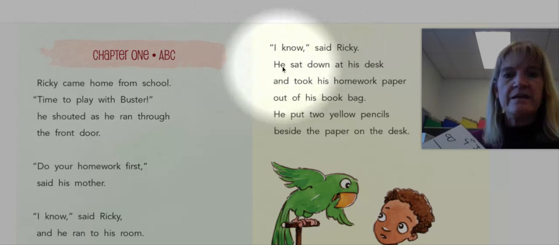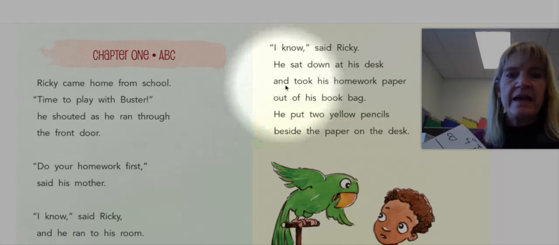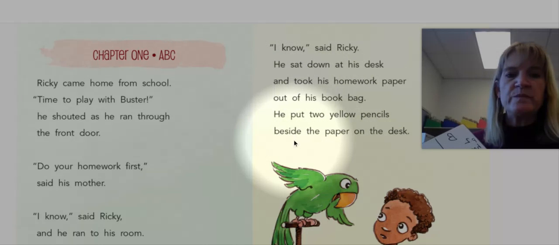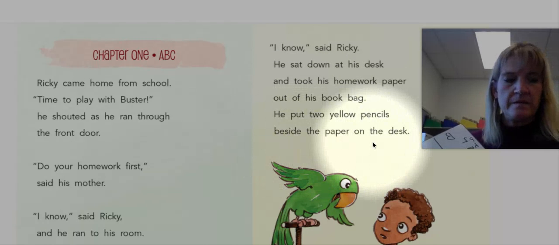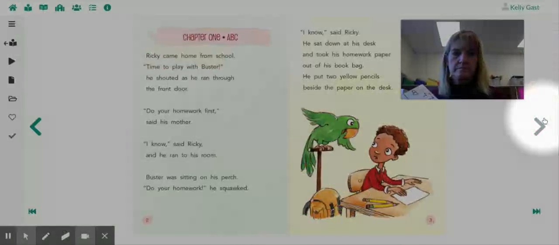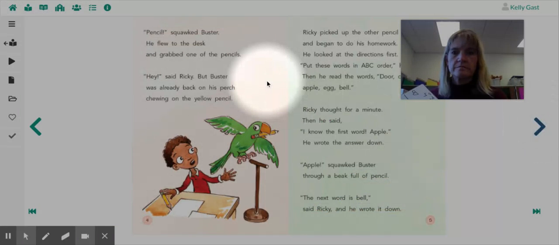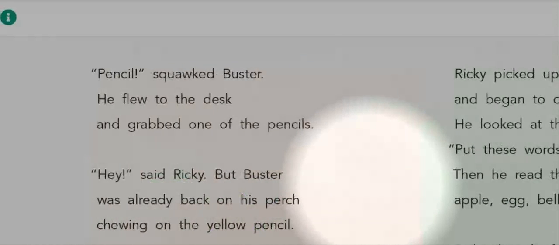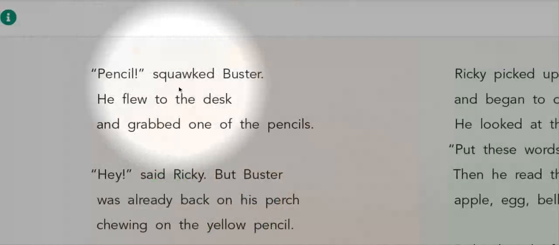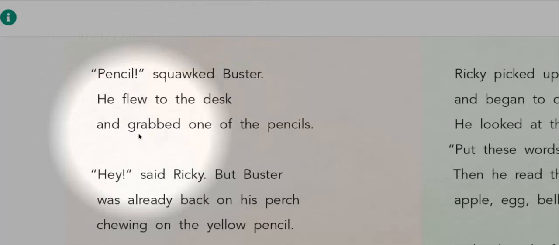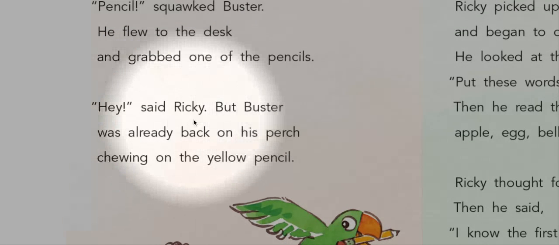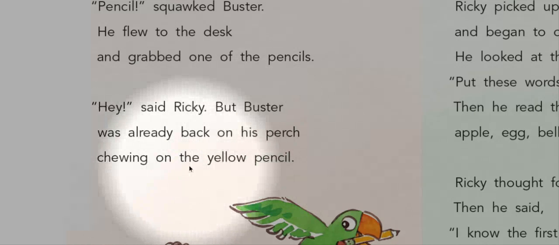I know, said Ricky. He sat down at his desk and took his homework paper out of his bag. He put 2 yellow pencils beside the paper on the desk. All right. Pencil, squawked Buster. He flew to the desk and grabbed one of the pencils. Hey, said Ricky, but Buster was already back on his perch, chewing on the yellow pencil.